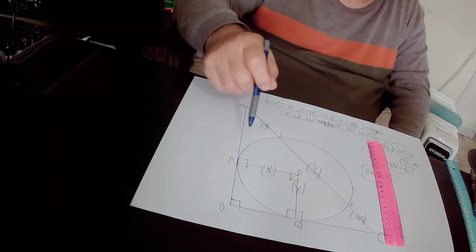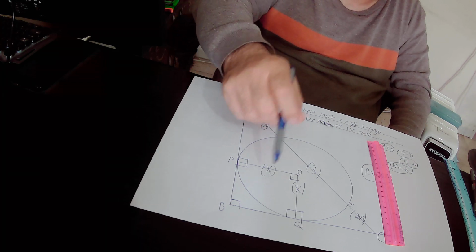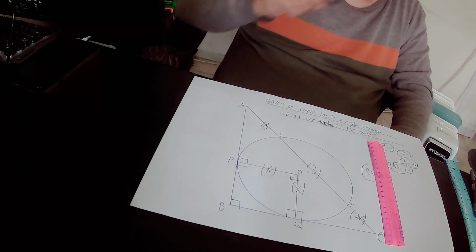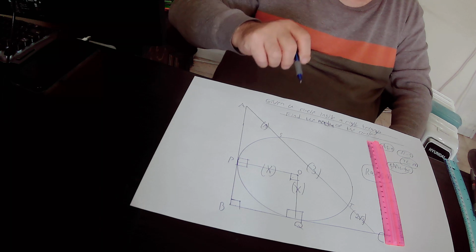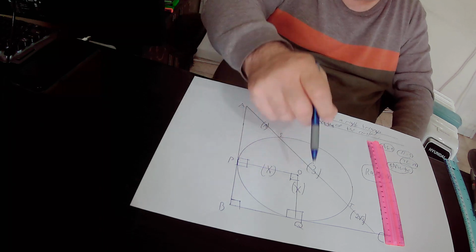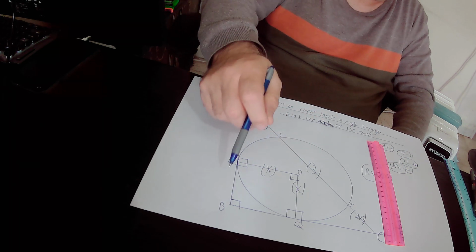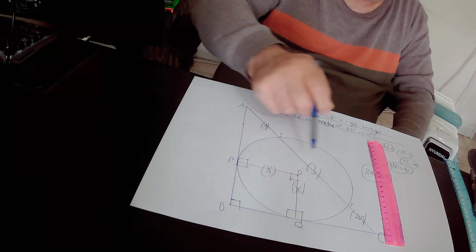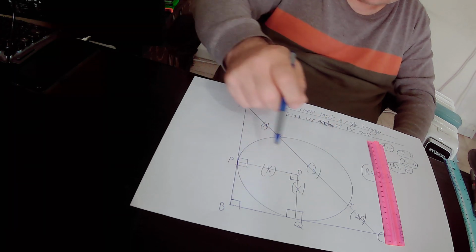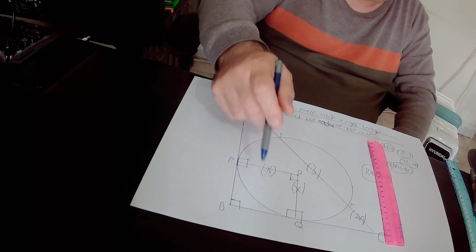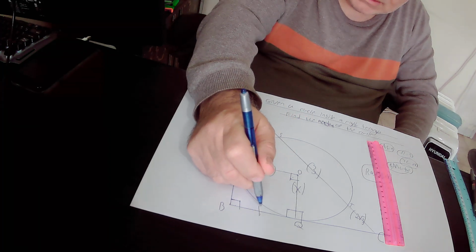So we relate to this quadrilateral POBQ is a rectangle. And we also know that the opposite sides of a rectangle are equal to each other. So in rectangle POBQ, side PO must be equal to the opposite side BQ. But PO equals X, therefore BQ must also be equal to X.